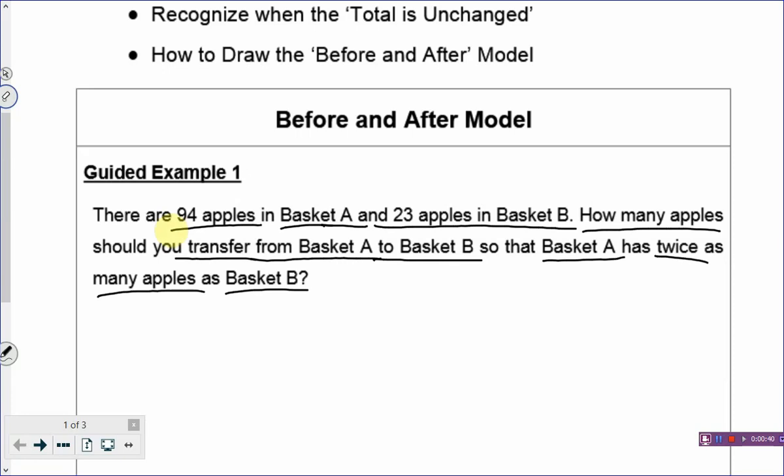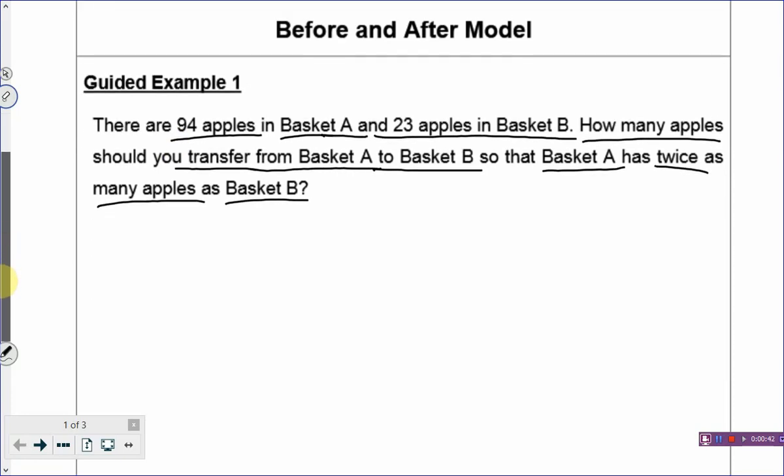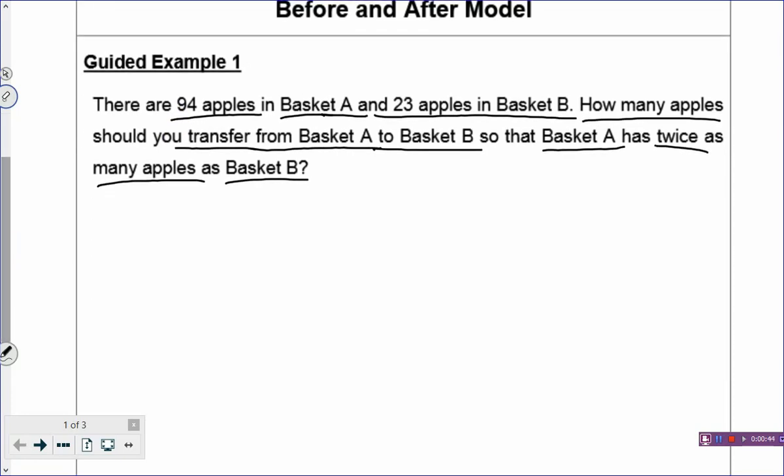So, is this a before and after? Yes, it is. So where's the before statement? How do you know where is the before? Now, 94 apples in A, 23 apples in B, that is the at first, alright, the before. Then where's the after, which is in the end? Right now A has twice as many as B. So that's the after. In between, what happened? You took out apples, or you transferred apples from A and you put into B. So that is the change, right?